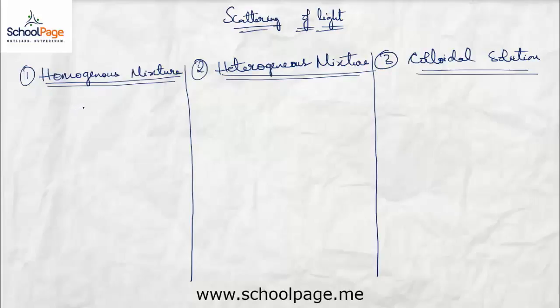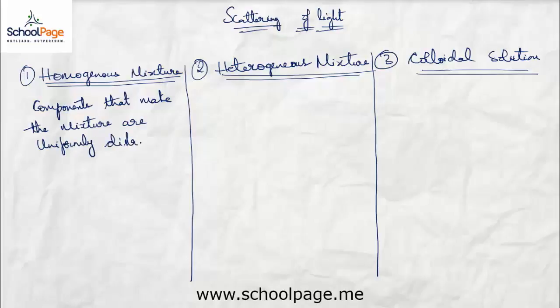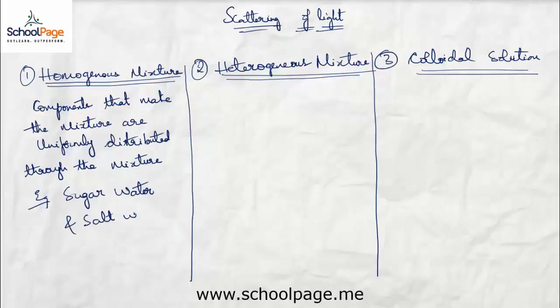A homogeneous mixture is a mixture where the components that make the mixture are uniformly distributed throughout the mixture. For example, sugar water and salt water. So when you mix the sugar or salt in the water, it gets dissolved completely. You may not see the sugar or salt particles lying in the water.